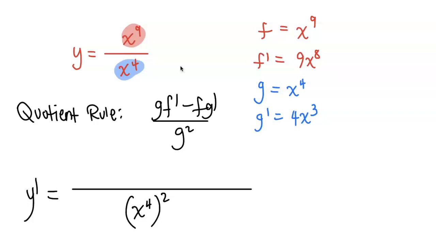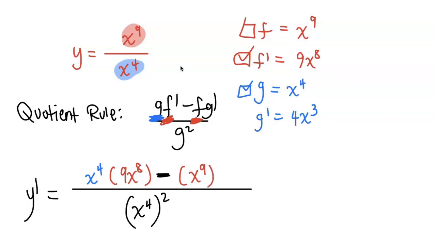On the numerator, you start with g. g is x to the 4th power. Multiply this by f prime. f prime is 9x to the 8th power, minus sign. We'll need our f now. f is x to the 9th power. And then finally, g prime, 4x cubed. So that's going to be the setup.